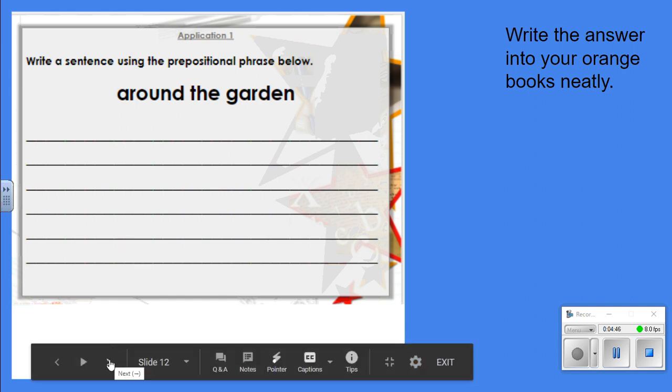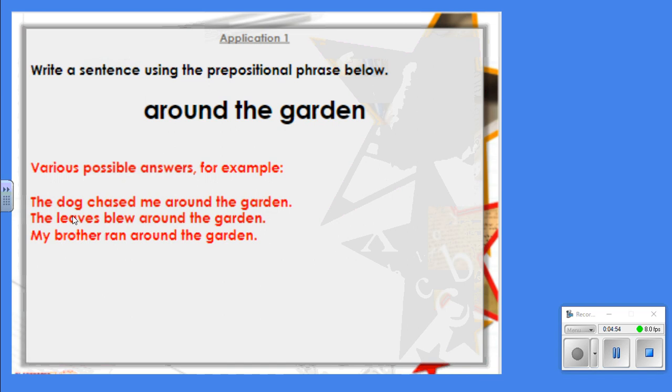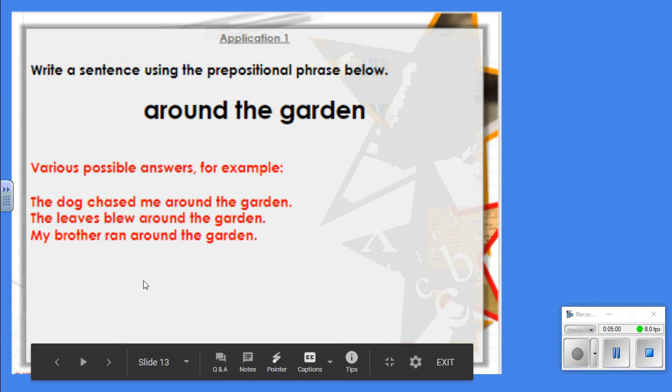Okay, I'm looking forward to seeing what answers you guys came up with there. Let's see, here's some of my answers. The dog chased me around the garden, the leaves blew around the garden, and my brother ran around the garden. Your answers might not be exactly the same as mine, but that's okay as long as it's got that prepositional phrase around the garden.